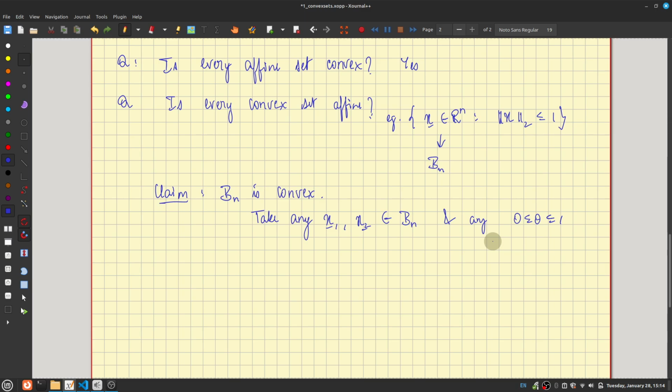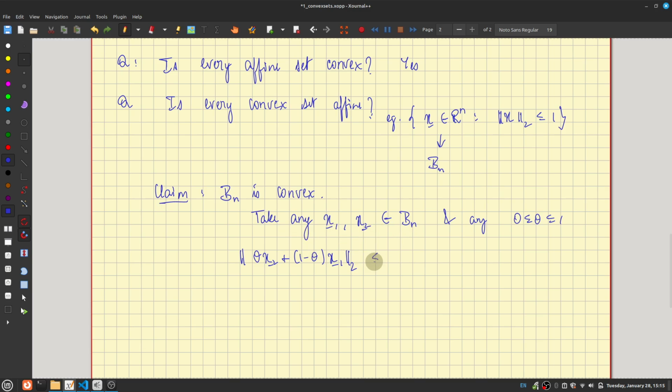Take any theta between 0 and 1. What I want to show is that theta x2 plus 1 minus theta x1 also lies within the ball. So let's find the 2 norm of theta x2 plus 1 minus theta x1. In fact, it doesn't matter whether this is the 2 norm or any other norm. Using this approach, you can prove that every norm ball is convex.